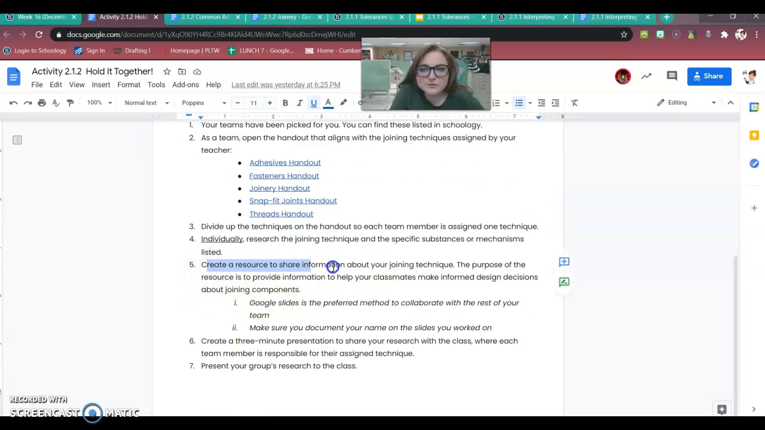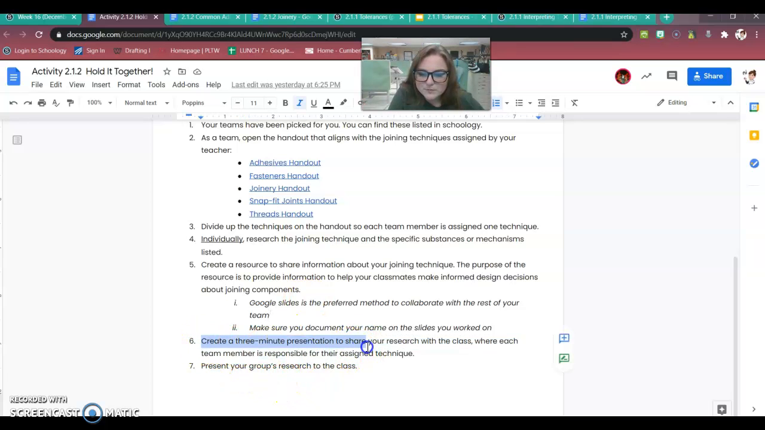You're going to create a resource to share your information about the joining technique. I recommend Google Slides. You can share a Google document or Google Slides with the rest of your team, and your whole team can work on it simultaneously, as well as one at a time. Somebody might be working on it by themselves. You all don't have to be on at the same time. Also, make sure you write your name somewhere on the slide you worked on so that I know it's your slide, as well as giving it a title with your subcategory.